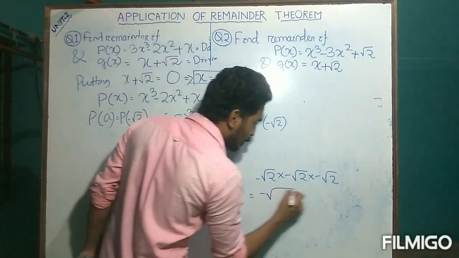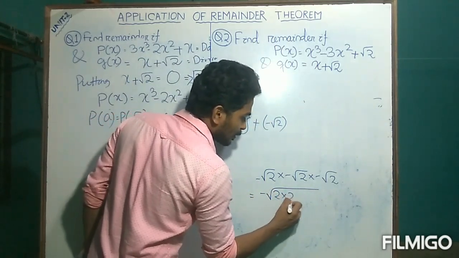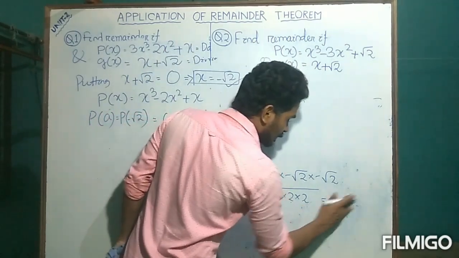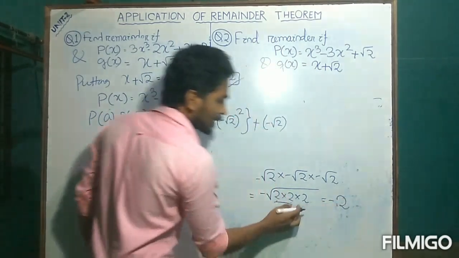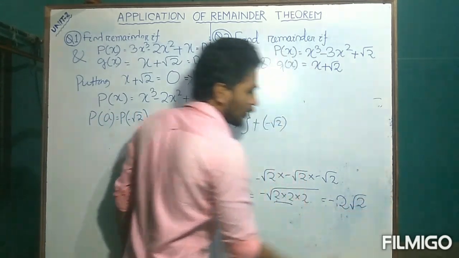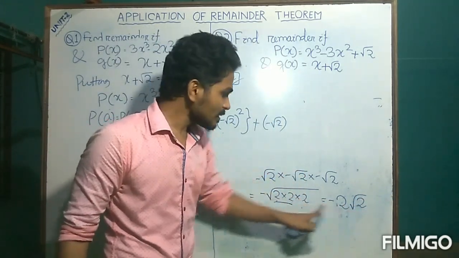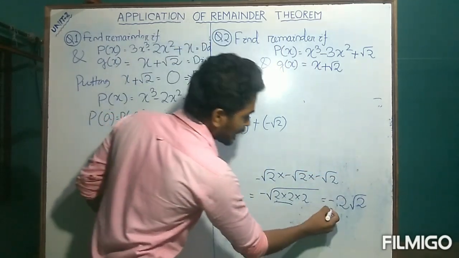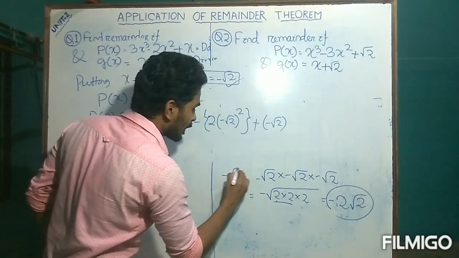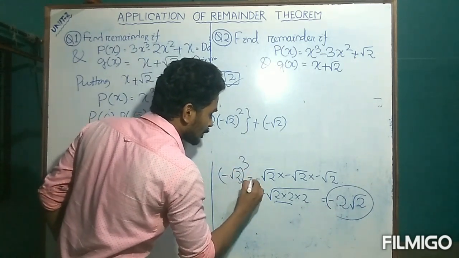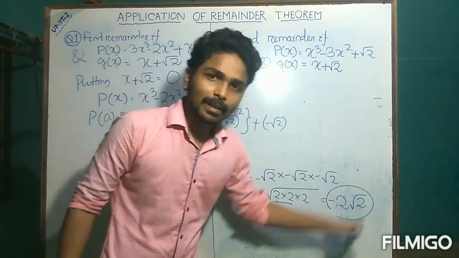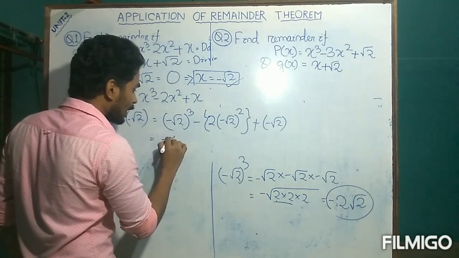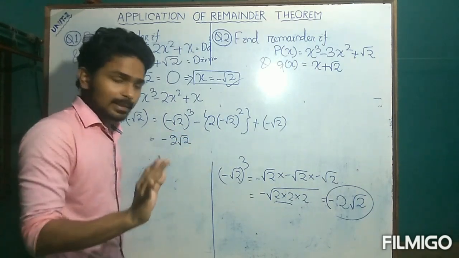Now the root of 2 into 2 into 2. For this, we can write a single 2 outside, and the other 2 remains under the root because it doesn't have one more pair for the square root. So it will be minus 2 root 2. This is the value of minus root 2 whole cube. So put here, what is the value of minus root 2 whole cube? Minus 2 root 2. This is clear.